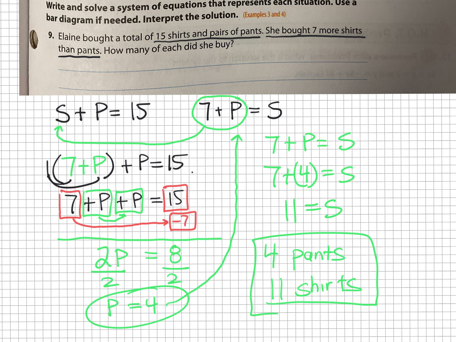Does that work out? 15, if you add them together, do you get 15? Yep. Because she has 15 shirts and pants. 4 plus 11 is 15, yeah. Does she have 7 more shirts than pants? Yep, there's 7 more shirts than pants. All right, that's it. You're done. Turn it in.